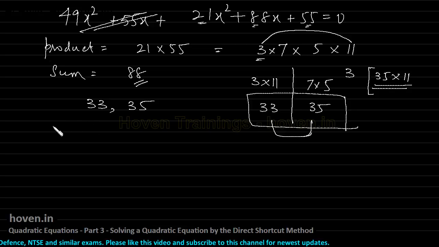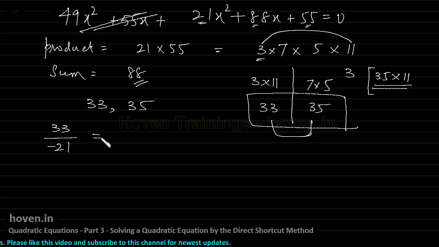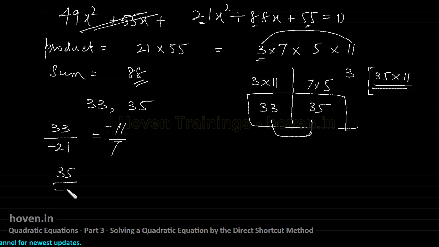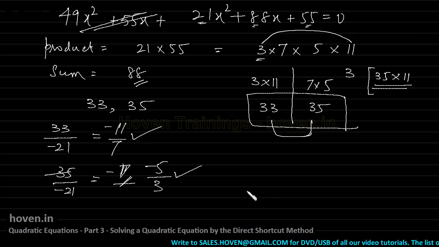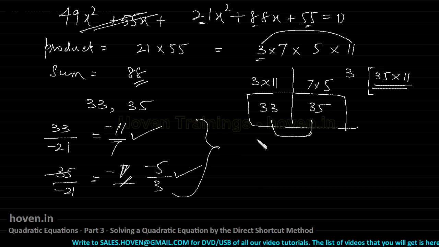And obviously the solution will be 33 by minus a, which is minus 21, which condenses to minus 11 by 7, and likewise 35 by minus 21 will simplify to minus 5 by 3. So this is one answer, this is the second answer. You must have realized that if you are able to find these two numbers, then the answer comes in a split second. So it's all about practice.